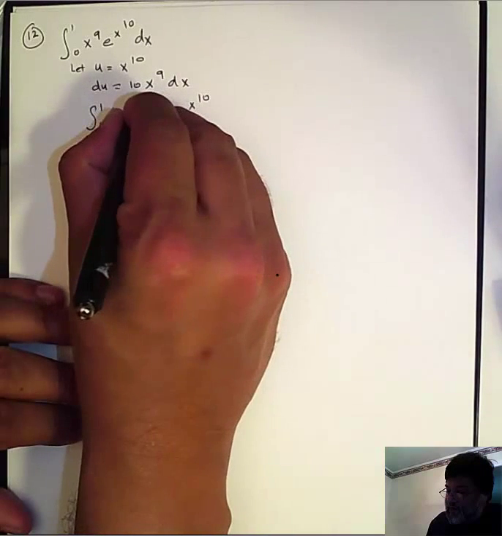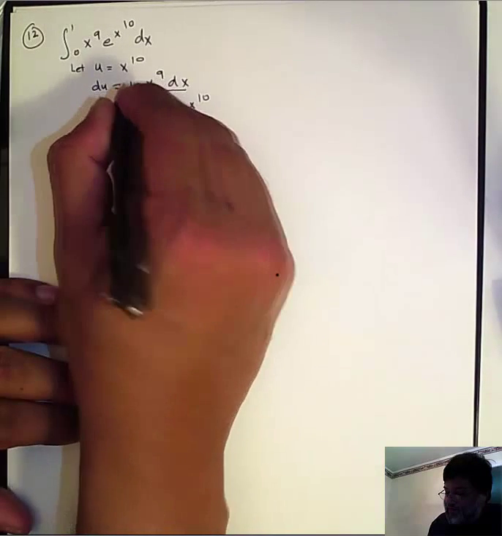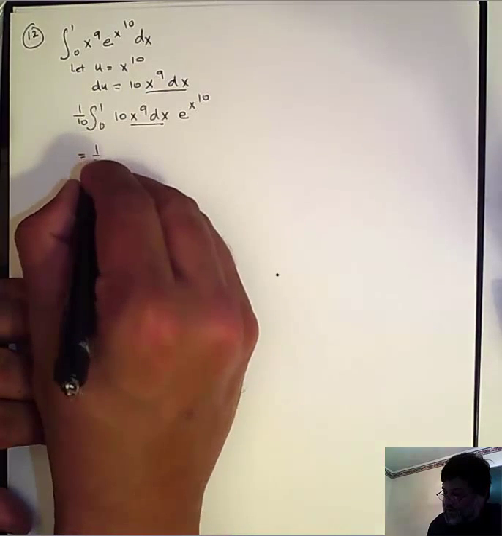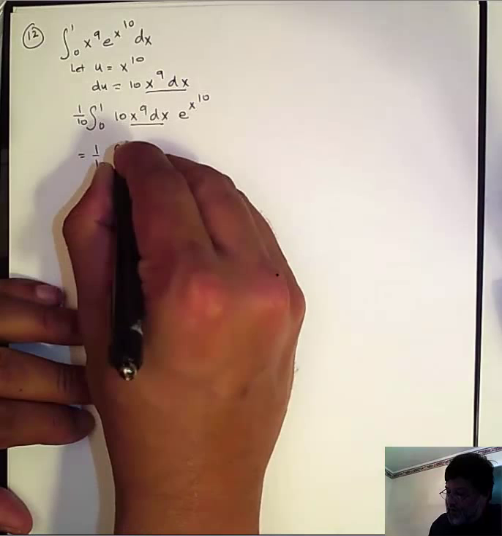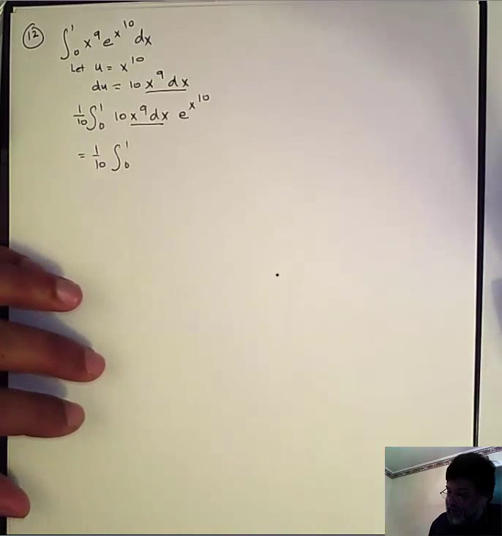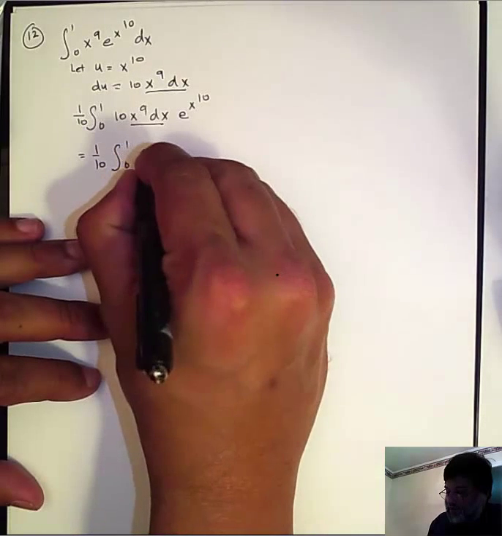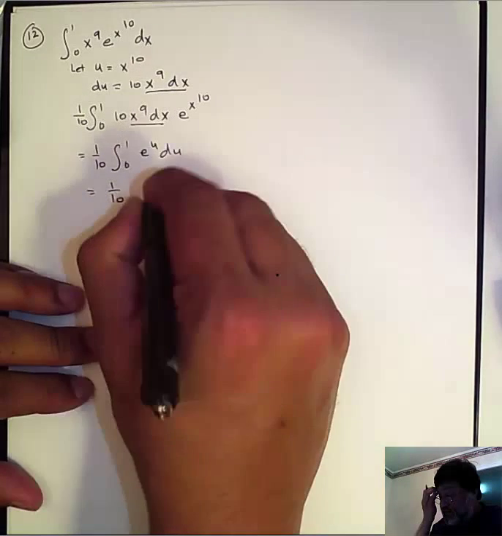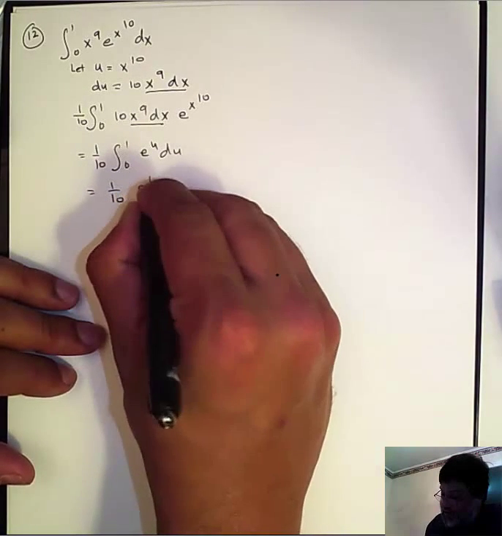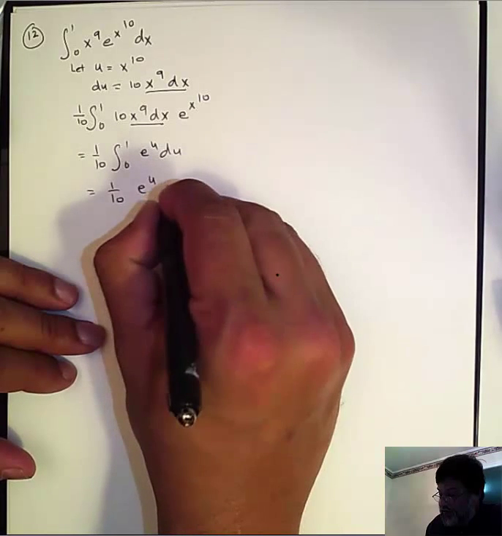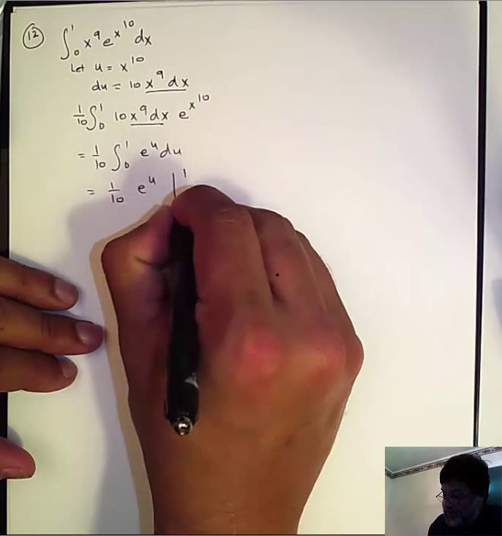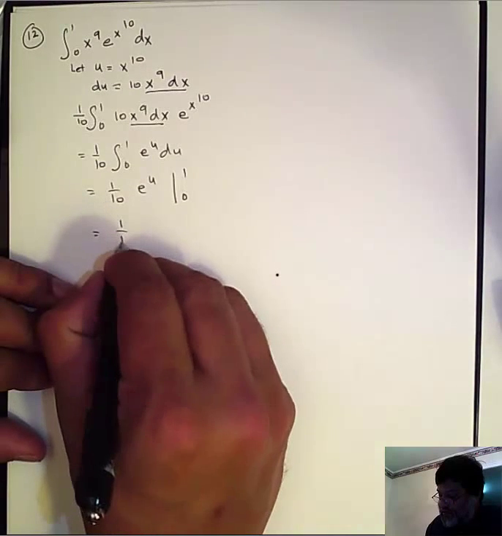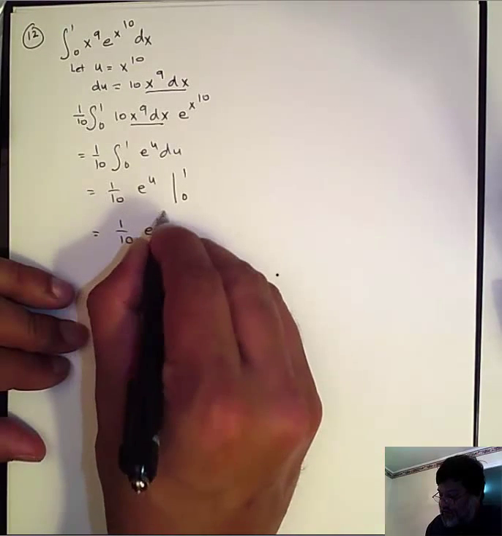So I got to check. 10 is extra, so I gotta take 10 away. So what do I have? I have e^u du, which is e^u plus C. But this is a definite integral with limits from 1 to 0. We started with x, so back substitute.